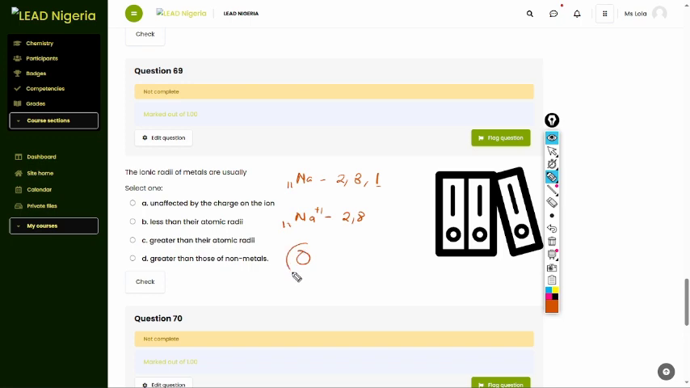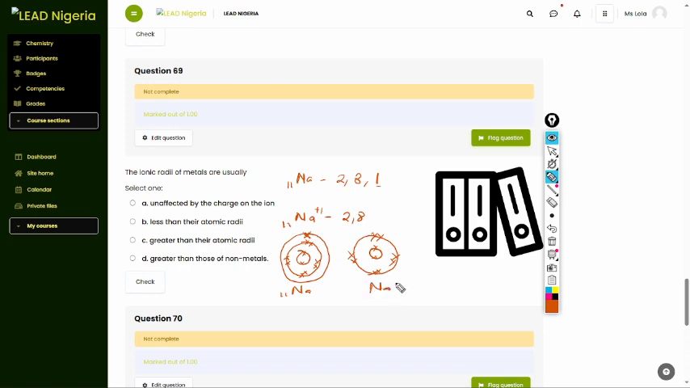So for the 3 shells, we can draw this for the sodium atom. So 1, 2, 3, 4, 5, 6, 7, 8, 9, 10, and then the 11th one will be on the outermost shell here. Now, this is for the sodium atom. When it loses this 1 electron, this shell goes because it becomes empty. So we're left with only 2 shells. So let's draw that here. 1, 2, 3, 4, 5, 6, 7, and 8.